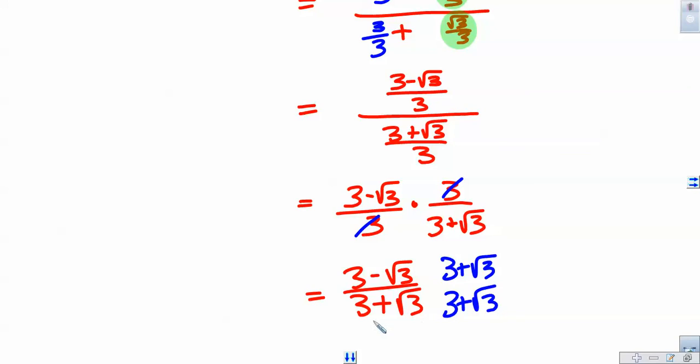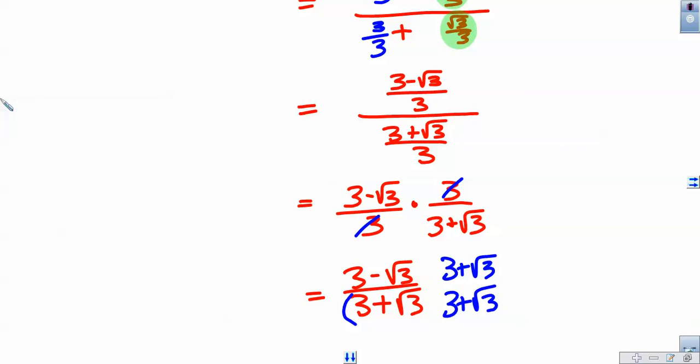Now, if we think like a chess player and think a couple moves ahead here, when we have to FOIL this here, notice first times first will give us 9. Last times last will give us 3 because the square roots cancel out, giving us 12 there. Hooray! But wait a minute. Inside we'll get 3 square roots of 3. Outside we'll get 3 square roots of 3. We'll have 6 square roots of 3. Ah, nuts. That still doesn't cancel out. So now what?